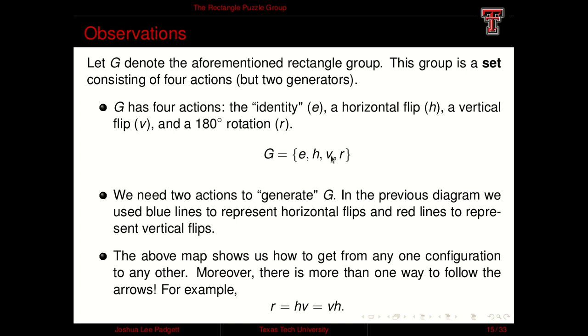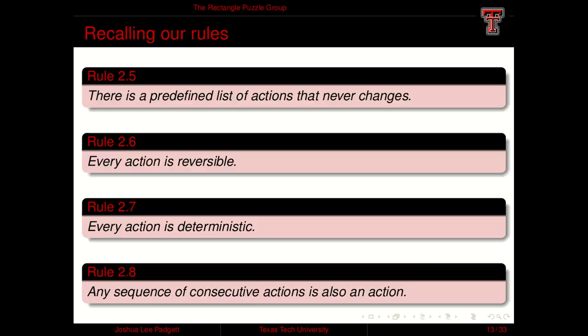Now, why is that? And this goes back to a question you guys had in Chapter 2. You might say to yourself, why do I need just horizontal and vertical flips? Well, once I know it's a group, then if we go back to the actual rules, Rule 2.8 says any sequence of consecutive actions is also an action. And on top of that, I know that every action is reversible, which means the reversal action is a valid action. That means if I have an action, I can reverse it for free.